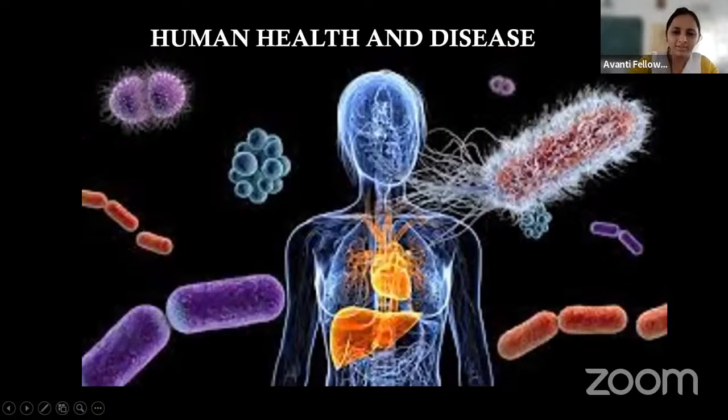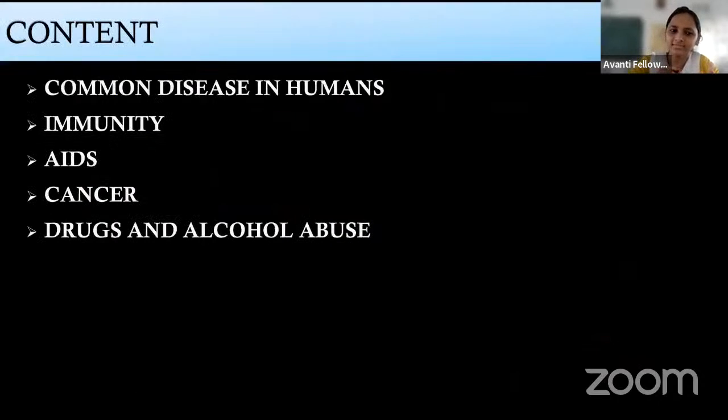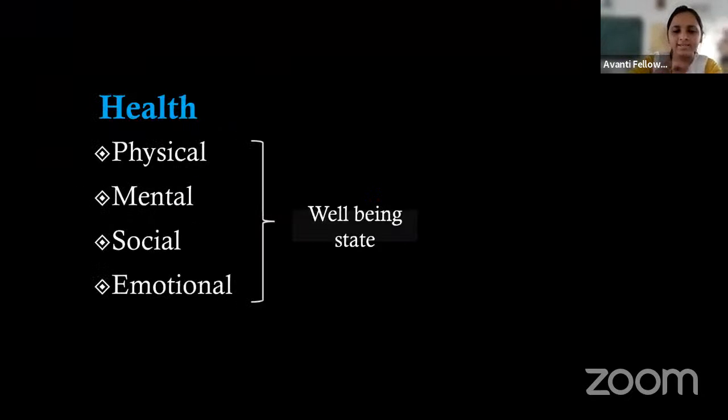Human health and disease. What are the things we are going to study in this chapter? We are going to talk about common diseases in humans, immunity, AIDS, cancer, drugs and alcohol abuse. These are all the things we are going to study. Let us start the class.